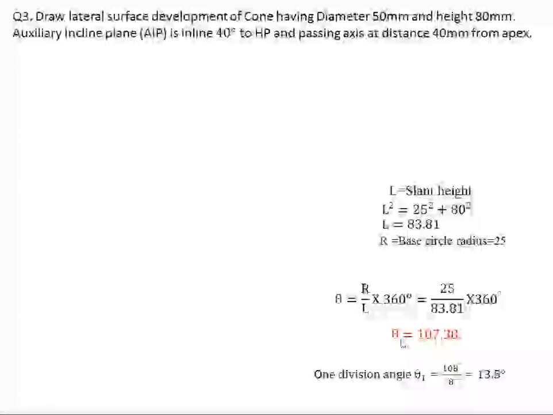So now question 3. Draw the lateral surface development of a cone having diameter 50 mm and height 80 mm. The auxiliary inclined plane is inclined 40 degrees to HP and passing through the axis at a distance of 40 mm from the apex. Now here we have to draw the front view and top view of a cone having diameter 50 mm.